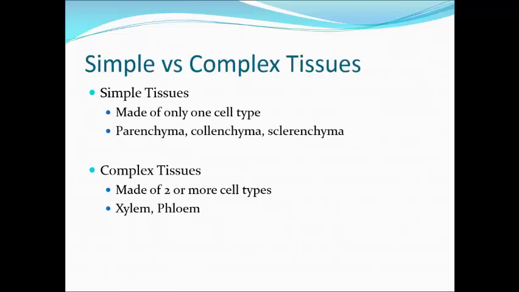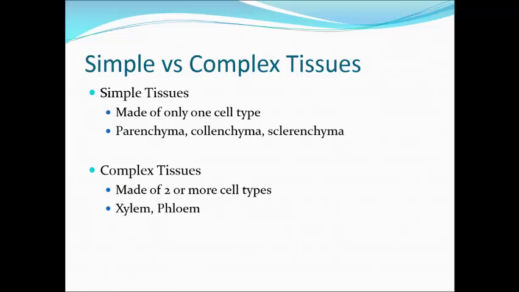And with those tissues, we have two different types. We have simple tissues and we have complex tissues. Simple tissues are made up of only one cell type, so they're all composed of the same exact type of cell. And there are three types of simple tissues. You have the parenchyma, the collenchyma, and the sclerenchyma. You need to know each one of these three, and that they're simple tissues and what they do, which we'll talk about in a second.